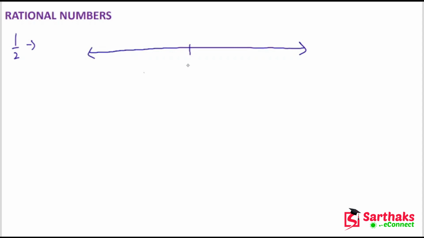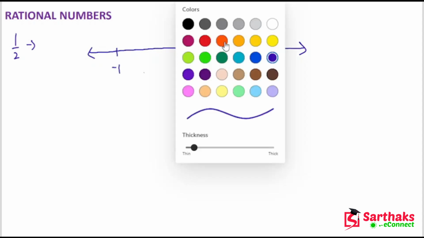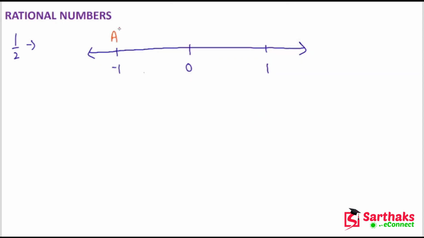We will mark 0 in between and take a suitable scale. Let us take 1 here and minus 1 here. Let us mark the points as A dash and A, and let us mark the origin, that is 0, as O. Okay, now we have to represent half.